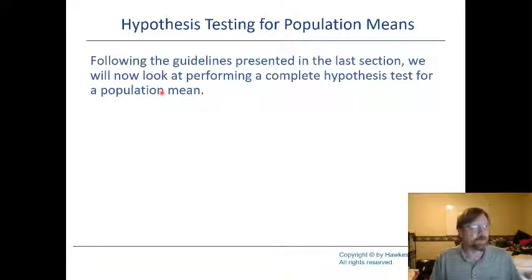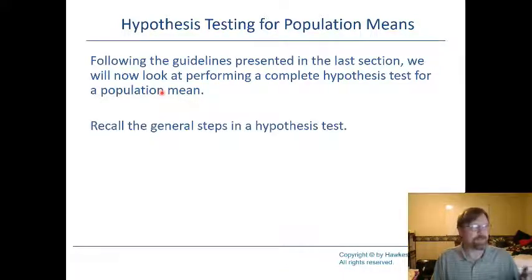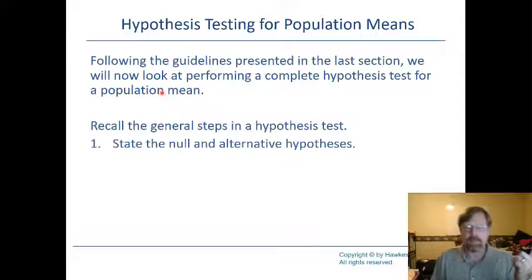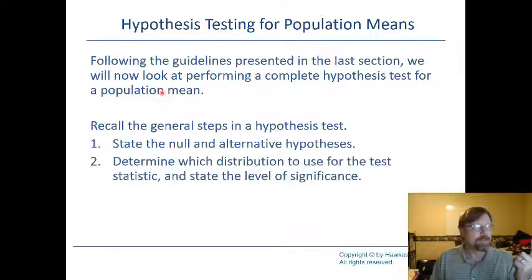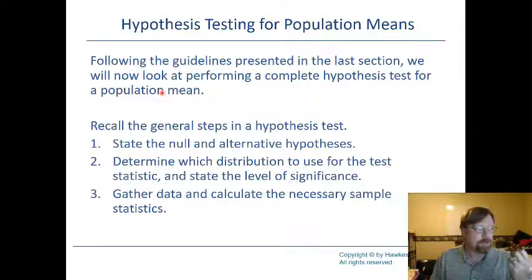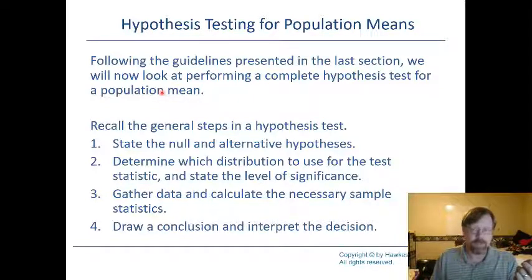Quick review from the last section. The general steps in a hypothesis test are to state the null and alternative hypotheses, determine which distribution is appropriate to use, what the test statistic is, and what level of significance is desired. Gather the data and calculate the necessary sample statistics, and then draw a conclusion and interpret the data.